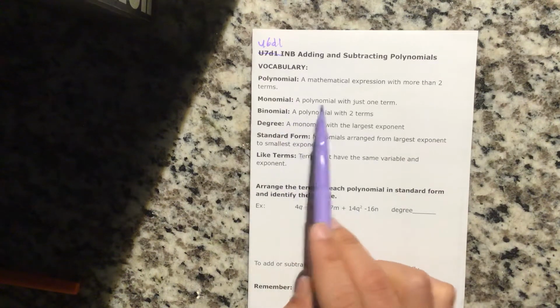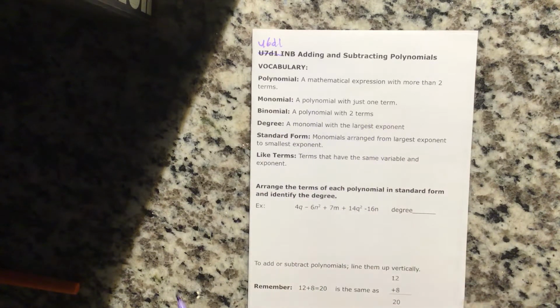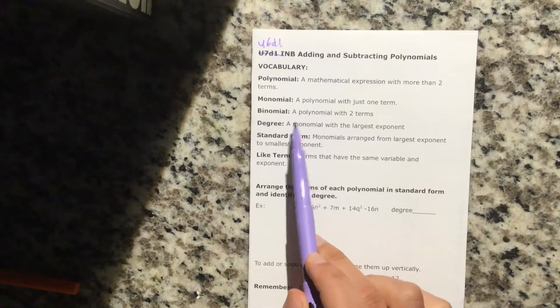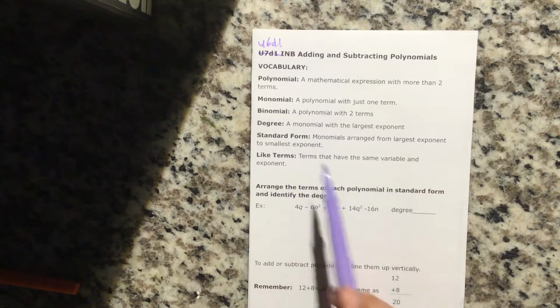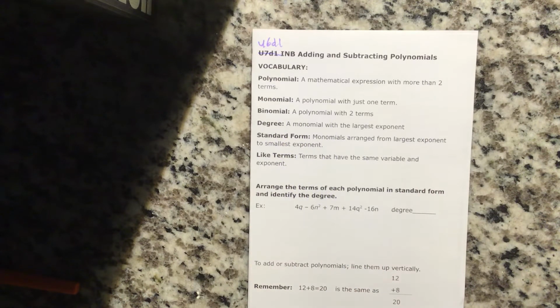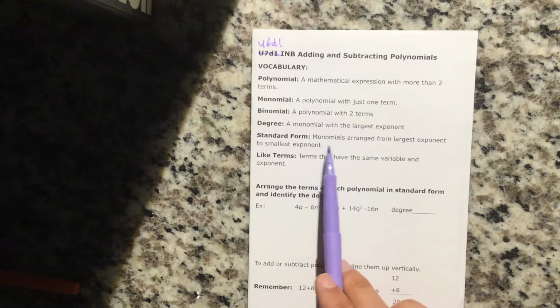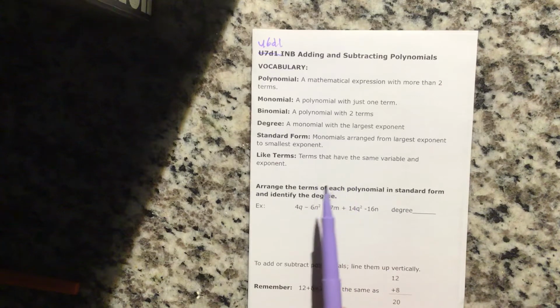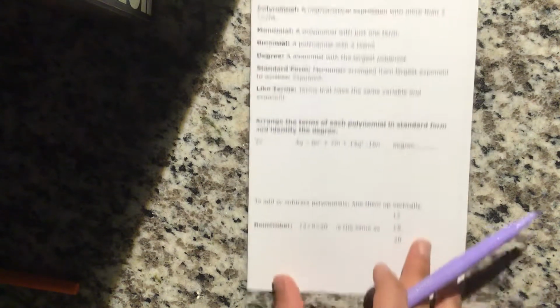Next is monomial, which is a polynomial with one term. A binomial, a polynomial with two terms. The degree, which is a monomial with the largest exponent. Standard form, which is where monomials are arranged from largest exponent to smallest. And then like terms, and that's where terms have the same variable and exponent, okay? And like I said, we're going to see examples of all of these words.